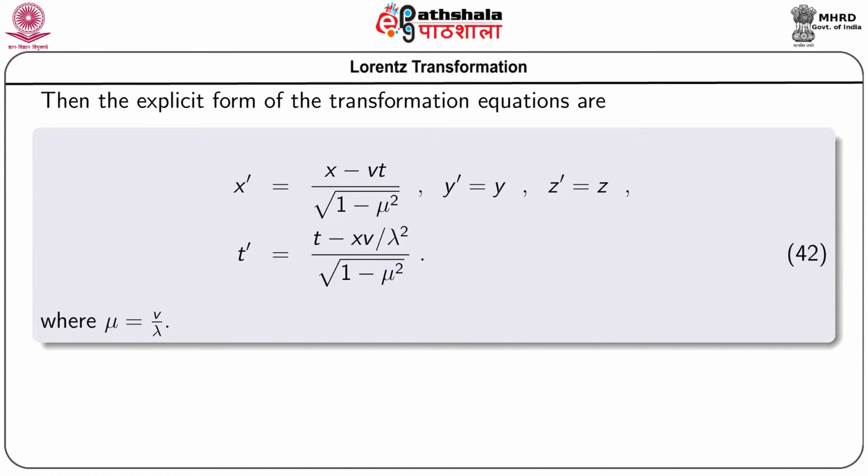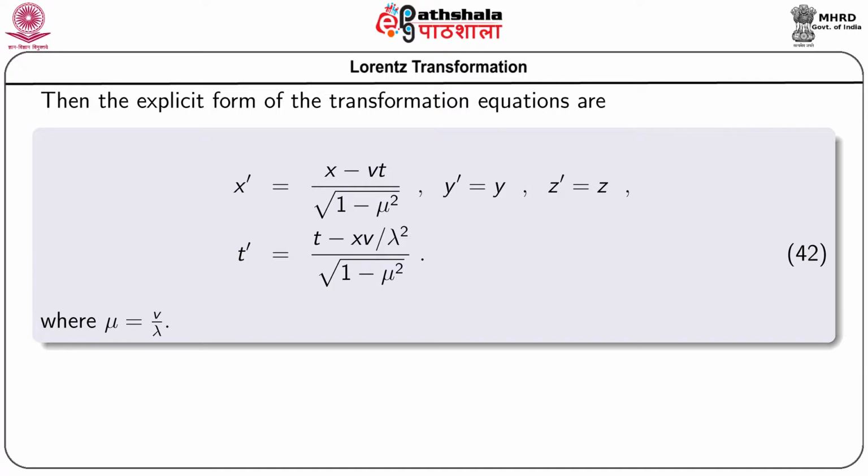Then the explicit forms of the transformation equations are x' equals (x minus v t) over the square root of (1 minus mu square), y' equals y, z' equals z, and t' equals (t minus x v by lambda square) over the square root of (1 minus mu square). Now, these transformations are known as the Lorentz transformation.